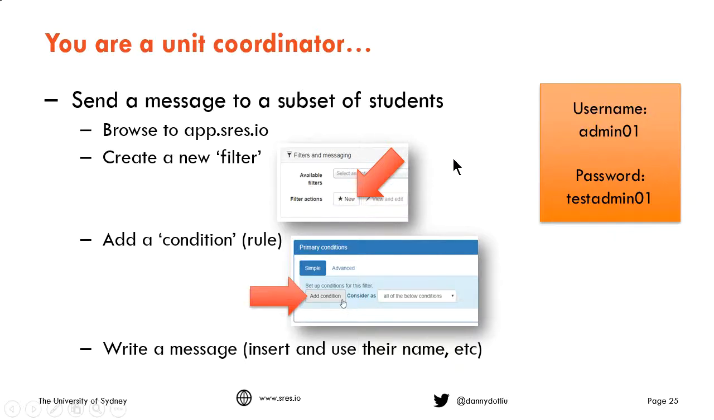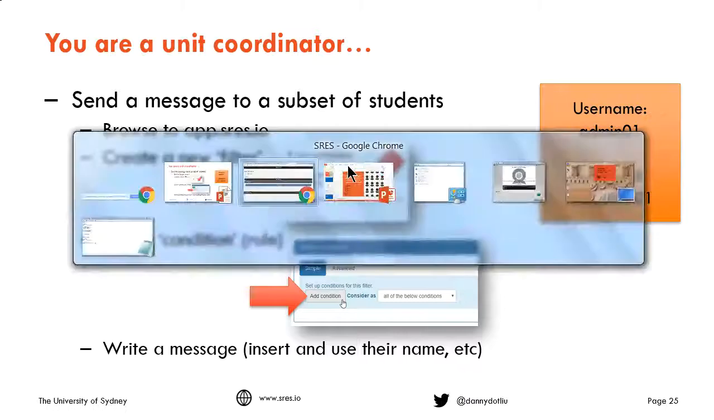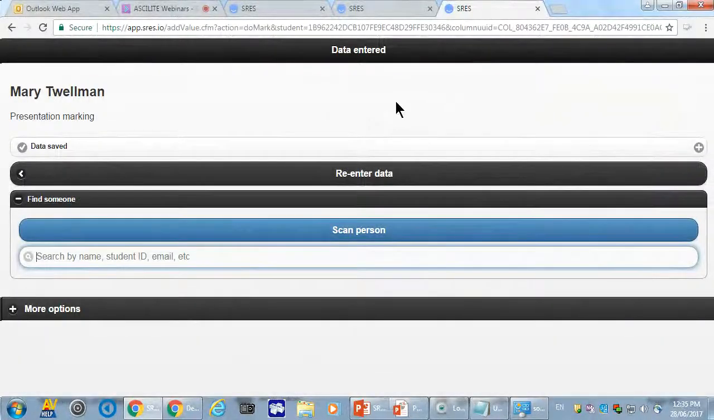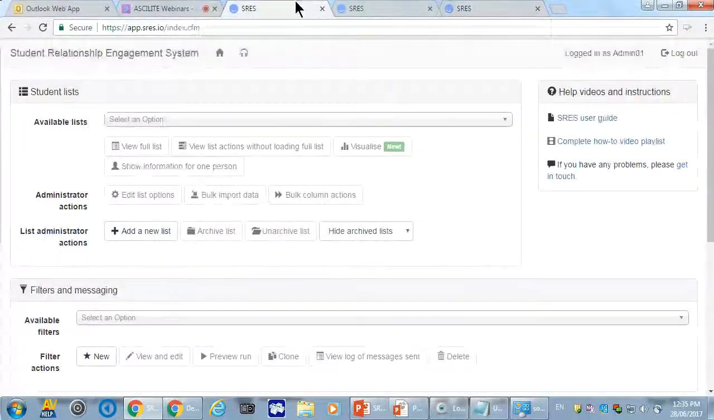Okay, so I guess the idea here is once you're in the system, actually we might show you this, we might just flick through to the system itself. So Kevin's got the URL in the chat box, so it's just app.sres.io, just a test public site, and you're logged in as the teacher.